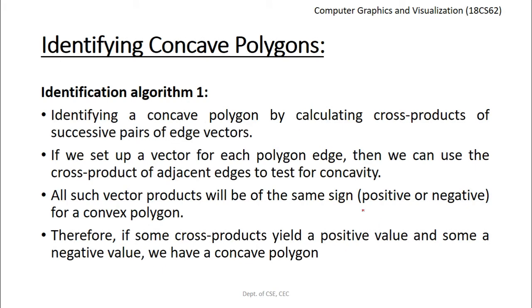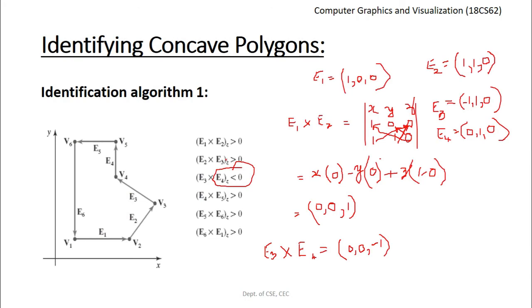Therefore, if some cross products yield a positive value and some yield a negative value, we say it's a concave polygon. So our test is successful. We can conclude that this particular polygon is a concave polygon. Why? By using the algorithm of finding the cross product of the adjacent edges and checking whether all the cross products are of the same sign. That was not the case here. You can see 1, 2, 3, 4, 5 cross products give us the positive value and one cross product gives us the negative value. Hence, we can conclude it's a concave polygon.